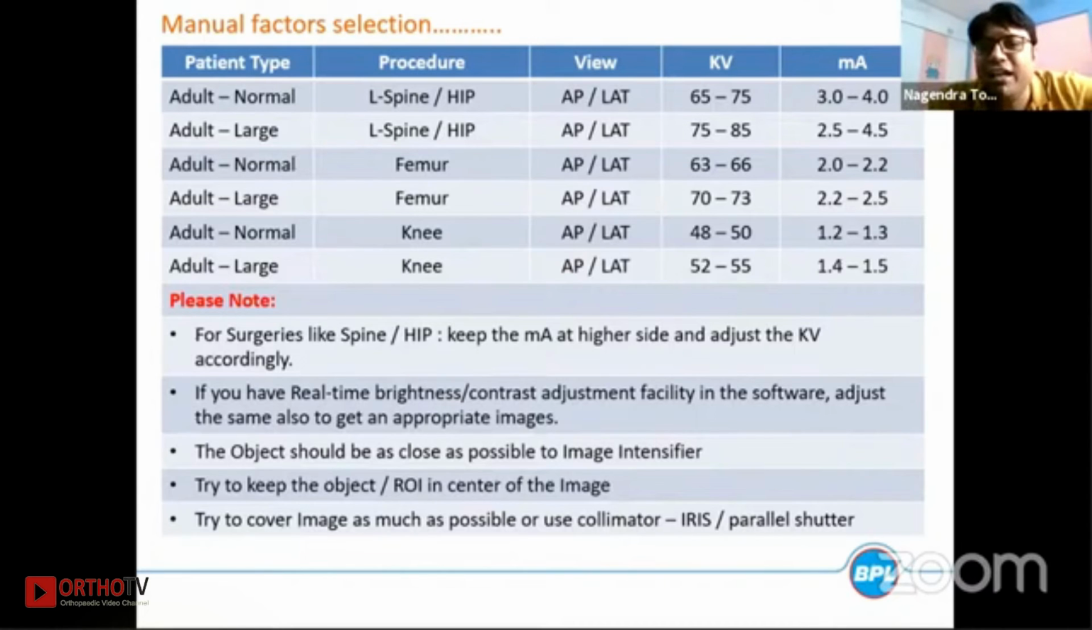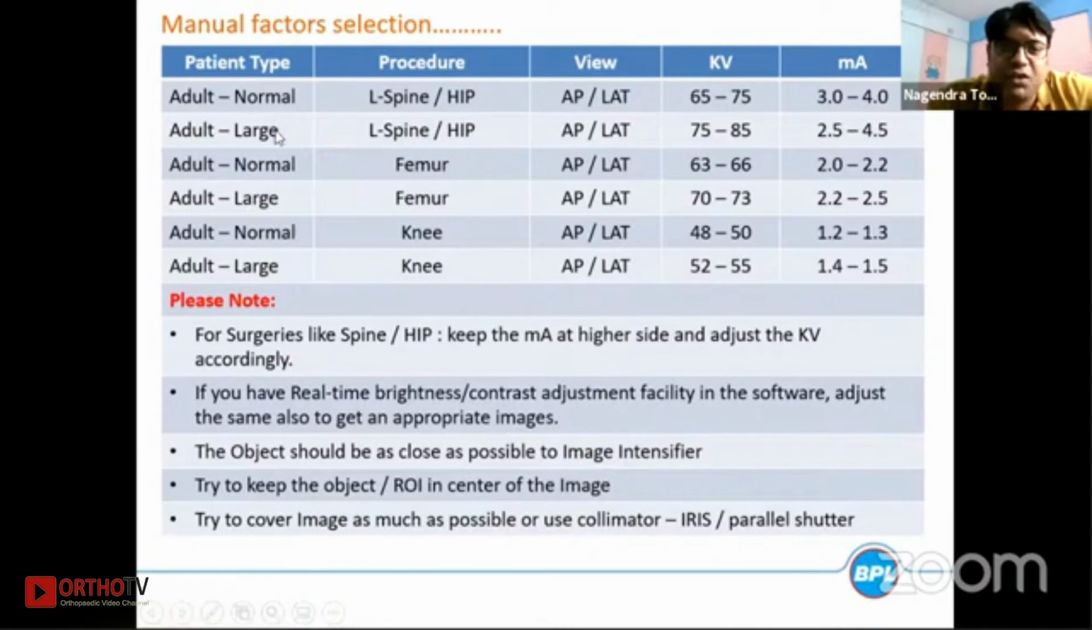But these are just indicative kV and MA parameters, because this will change based on the construction of your SIAM. If you have a half K by half K, the MA could be different. If you have a 1K by 1K imaging chain, the MA could be different. Even in flat panel, MA could be different. But this is just indicative.